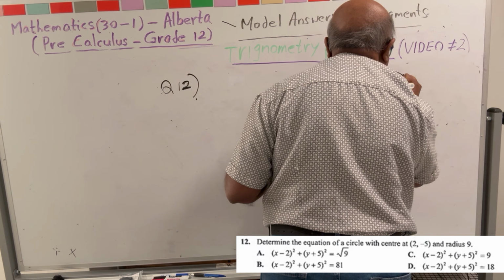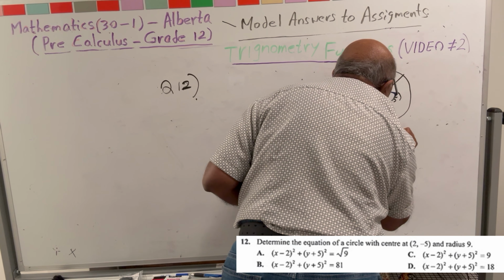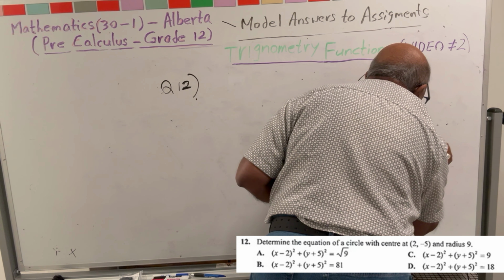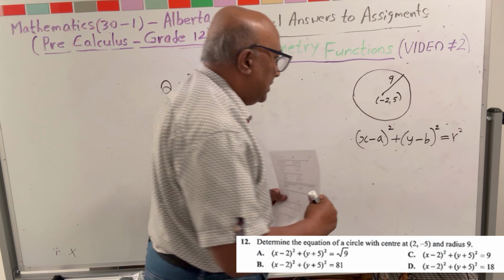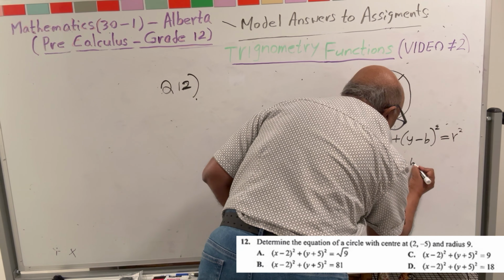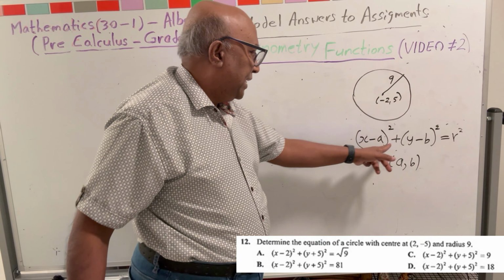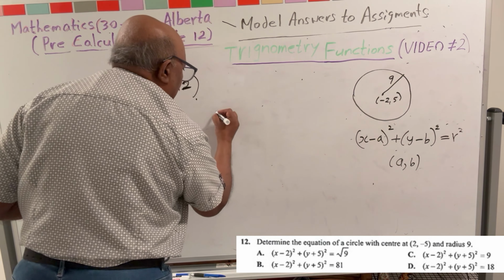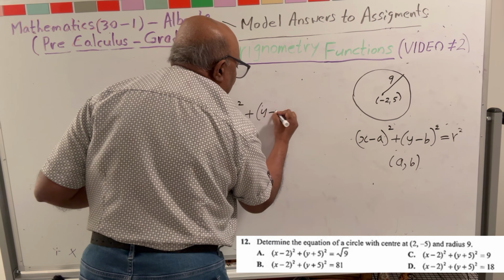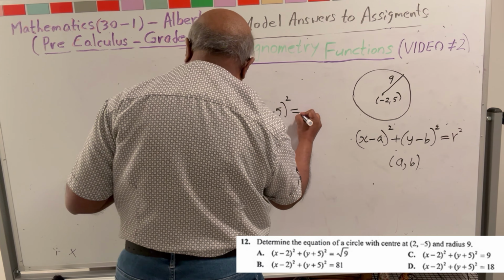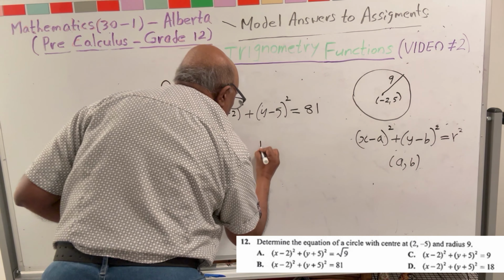There is a standard equation: x minus a squared plus y minus b squared equals r squared. A and b are the coordinates of the center. R is the radius. We can apply these values directly. x minus a, that means x plus 2 squared, y minus b, y minus 5 squared equals 9 squared, that is 81. Okay, the correct answer is answer number B.